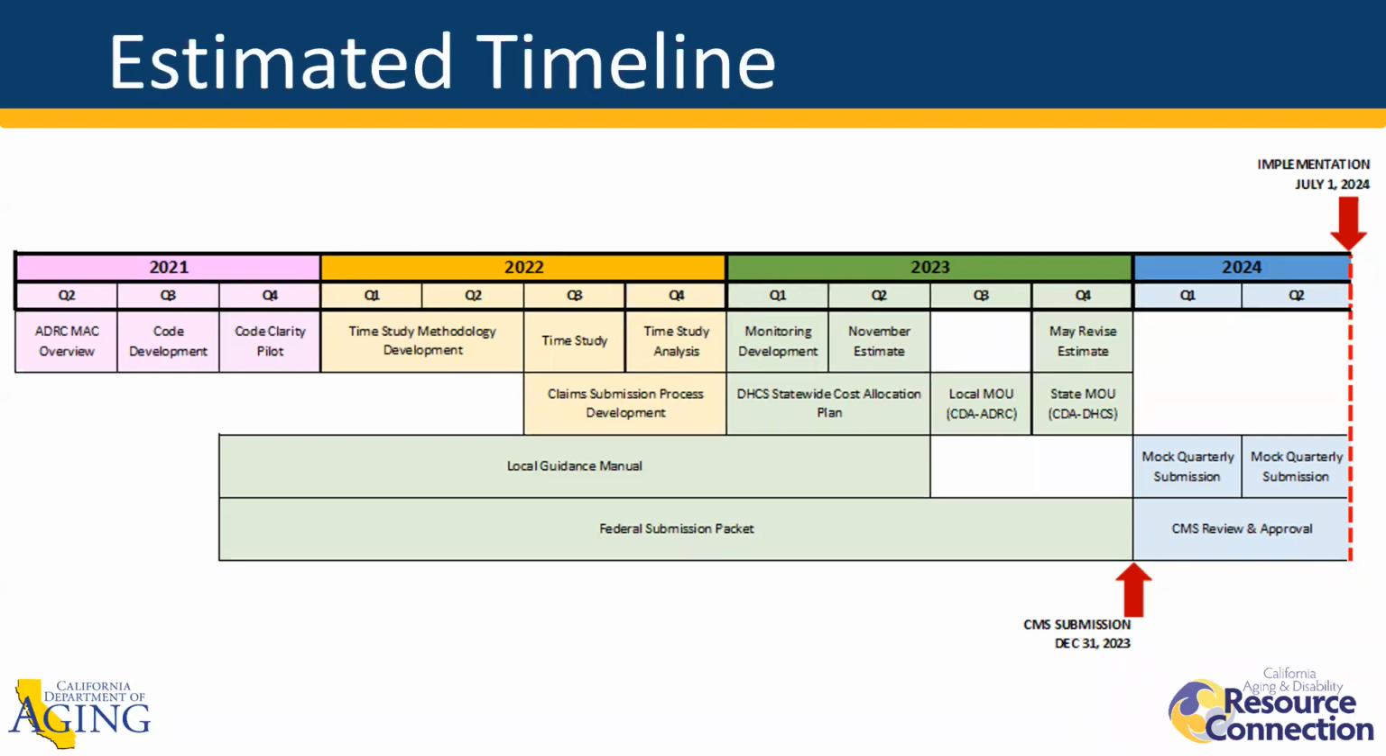And then moving on to 2024, or the blue, assuming that CMS takes no more than 6 months to approve the proposal, we'd like to formally begin claiming reimbursement no later than July of 2024. So while we're waiting for CMS approval, we would continue completing quarterly time studies and calculating FFP as if we were actually claiming.